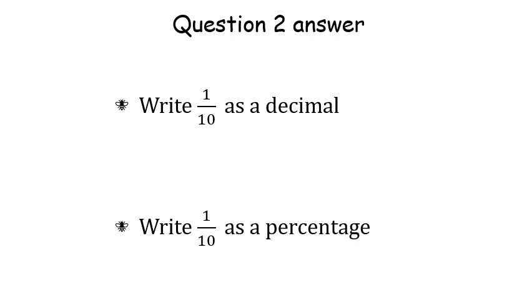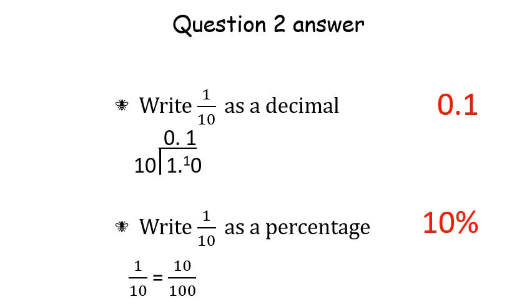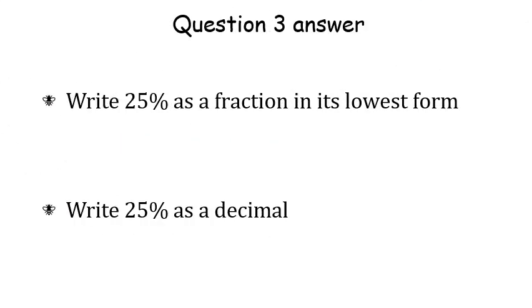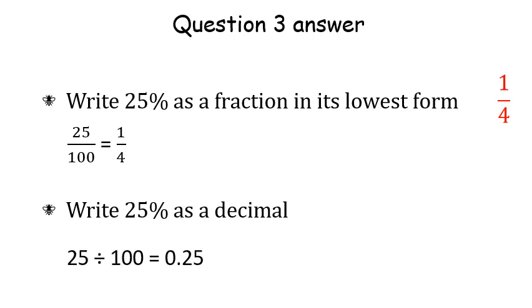Question 2. 1/10 as a decimal is 0.1 and 1/10 as a percentage is 10%. Question 3. In order to make 25% a fraction, take 25 over 100, cancel it down, and 25% becomes 1/4. In order to change 25% to a decimal, divide 25 by 100. So 25% is 0.25 as a decimal.